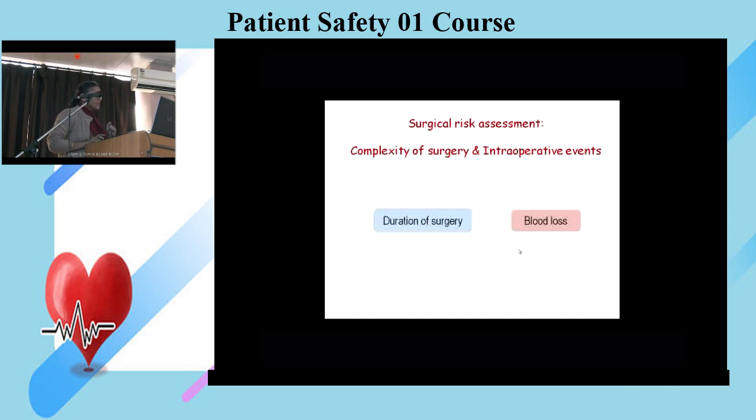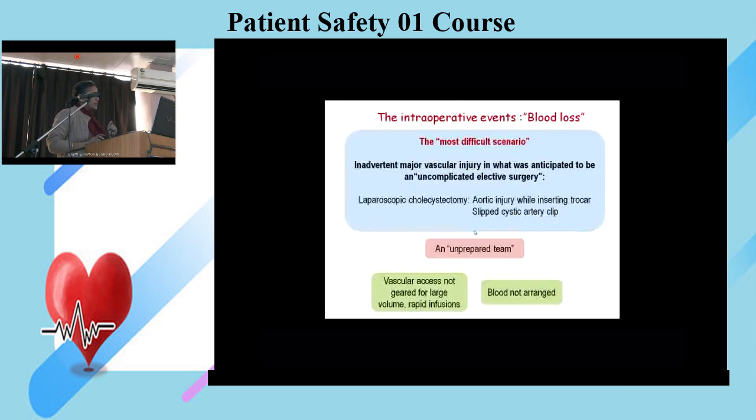is one in which there is an inadvertent major vascular injury in what was anticipated to be an uncomplicated elective surgery. Example, straightforward laparoscopic cholecystectomy, aortic injury while inserting a trocar, or a slipped cystic artery clip. This is the worst situation because the team was not prepared for this. The vascular access may not be geared for large volume rapid infusions and the blood may not be arranged.